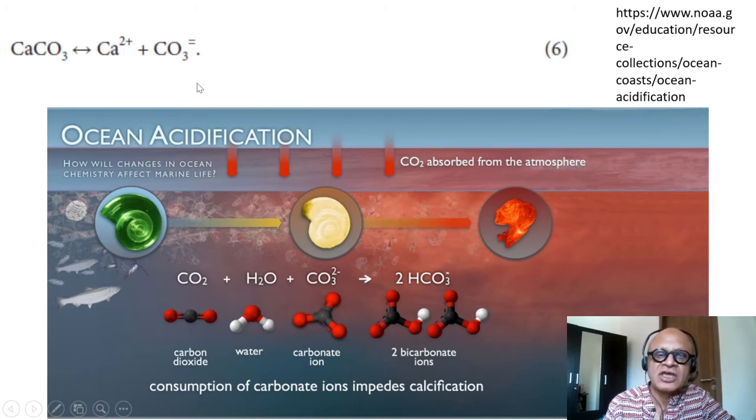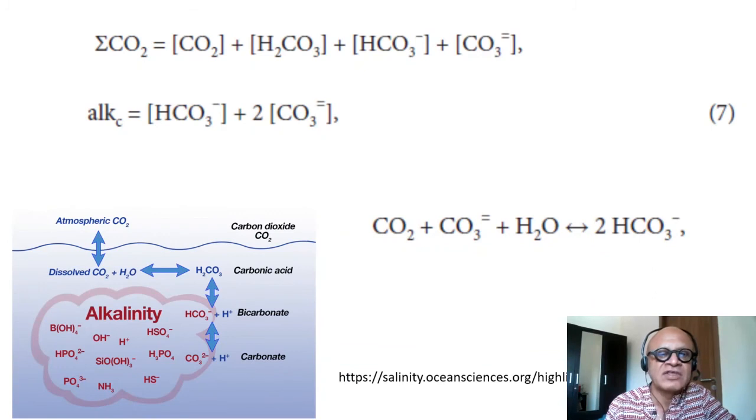Loss of carbonate ion is the main acidification impact. So how will changes in ocean chemistry affect marine life? CO2 absorbed from the atmosphere, CO2 plus H2O plus CO3 2-, is going to give us bicarbonate. So increasing CO2 is basically going to draw down the carbonate ion, which is going to make life difficult for species that need calcium carbonate. That's the main story. Okay, you can read some good papers on it.